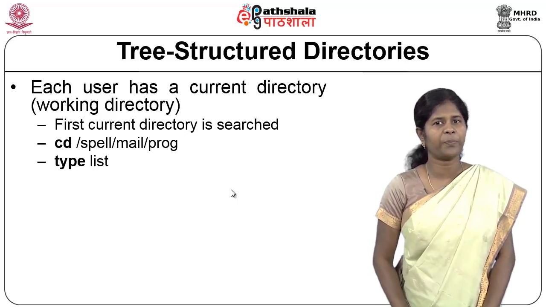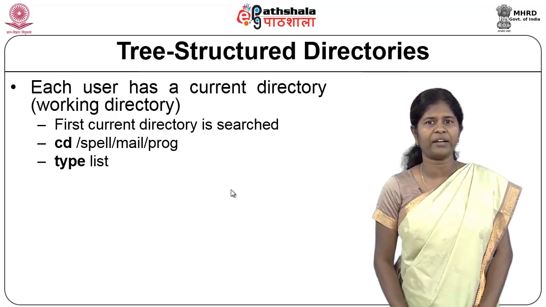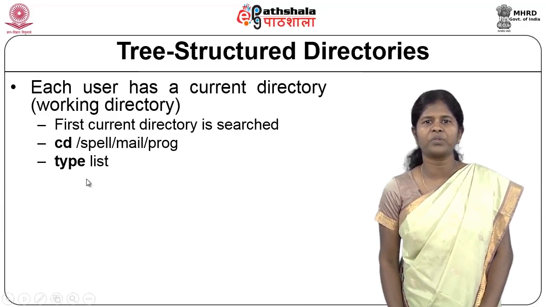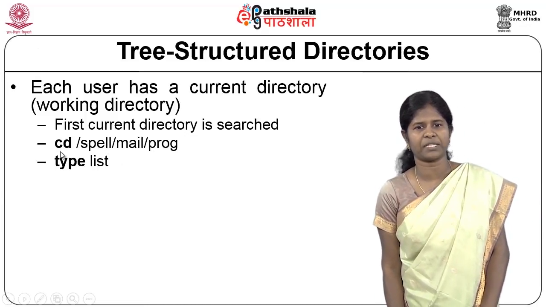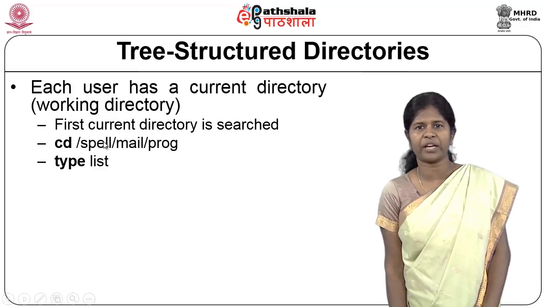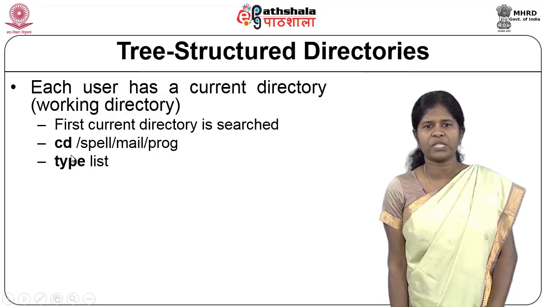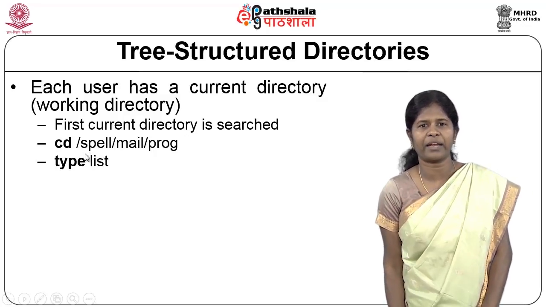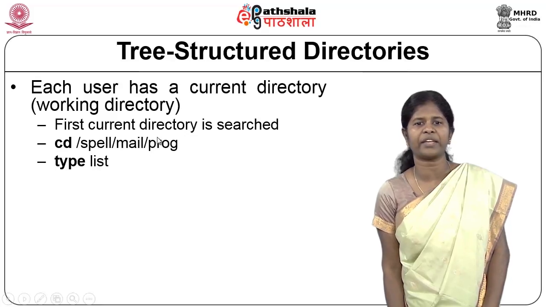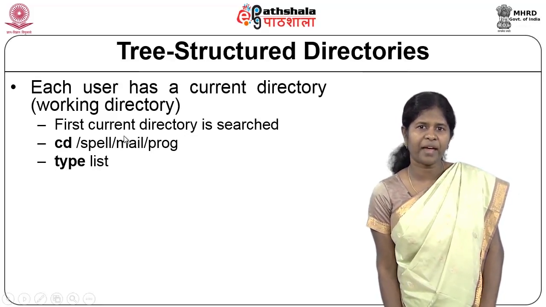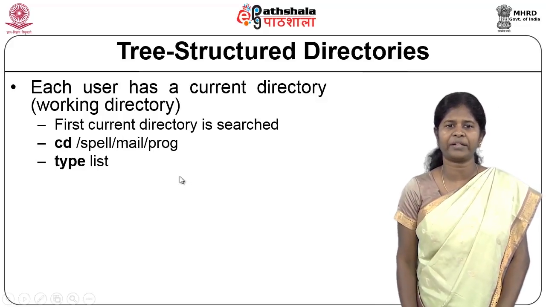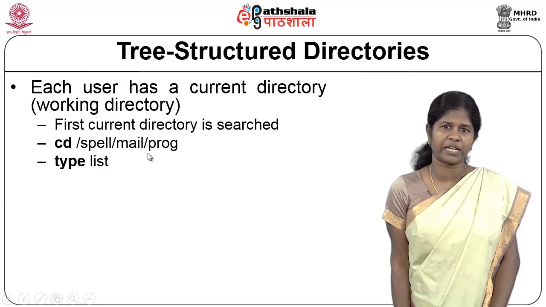It is also possible to change the current directory of one user to another directory using system calls as well as commands. For example, the cd command is used to change the current directory to something else. So, cd will change the current directory to spell mail prog. It will change the current directory to prog. Thereafter, by default the search will happen in directory prog because that is the current directory.